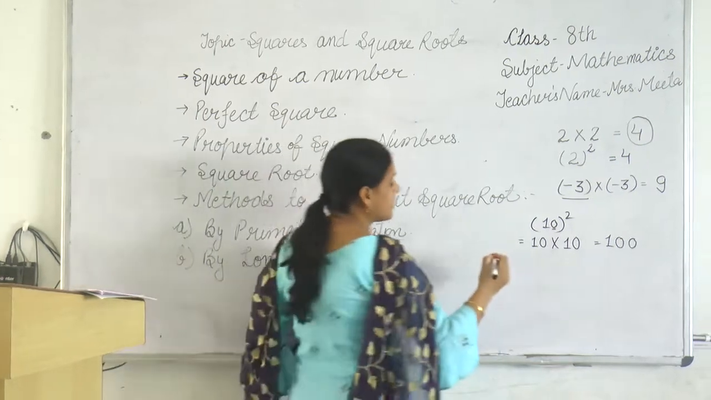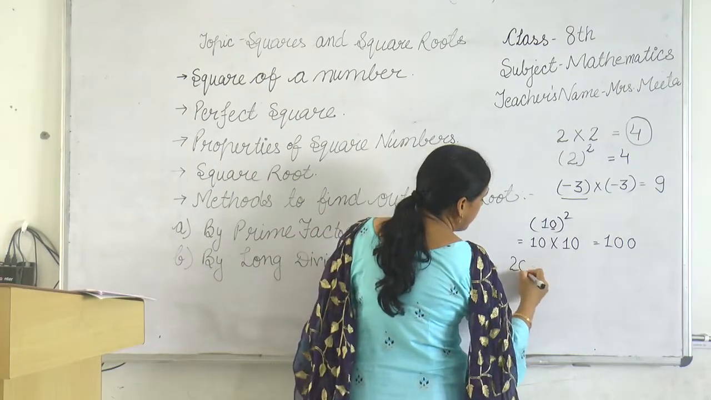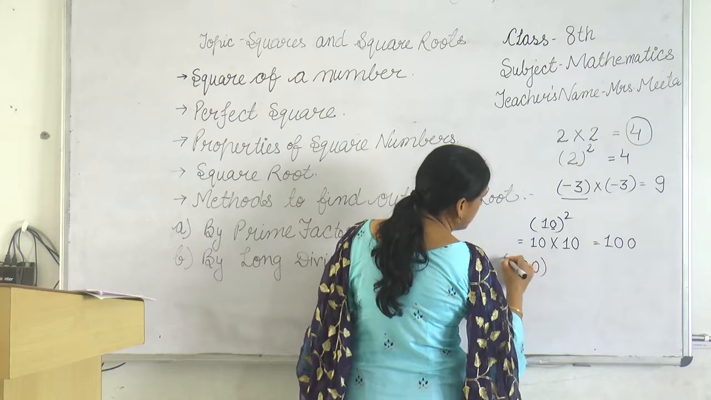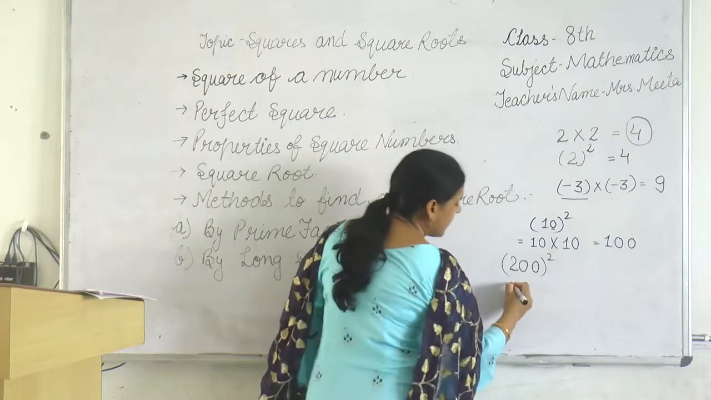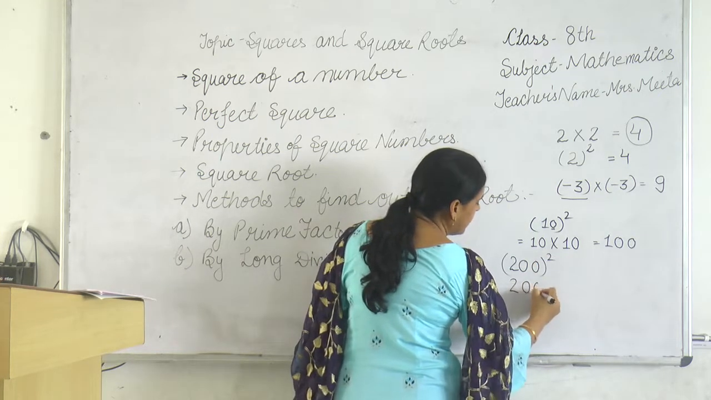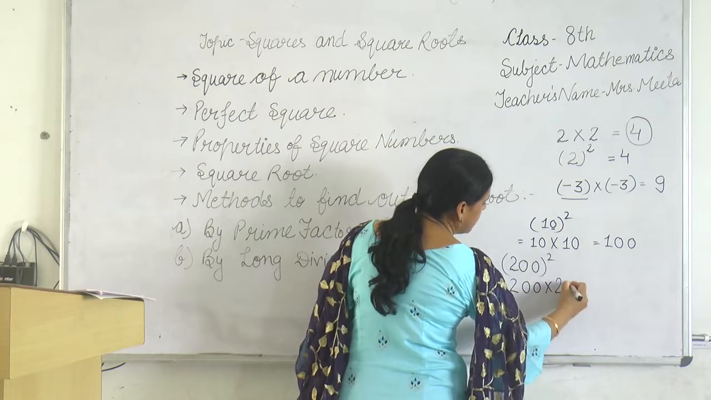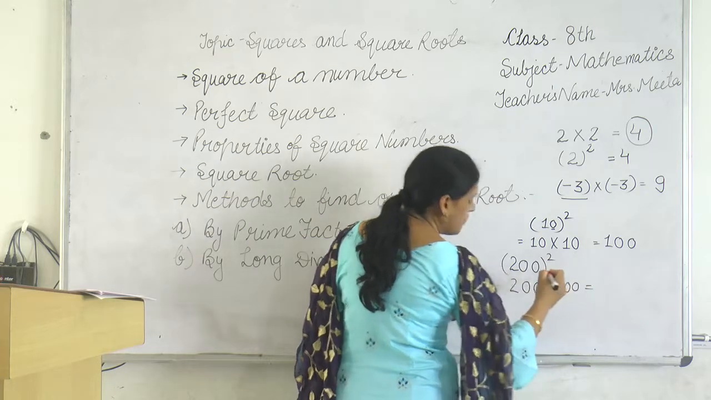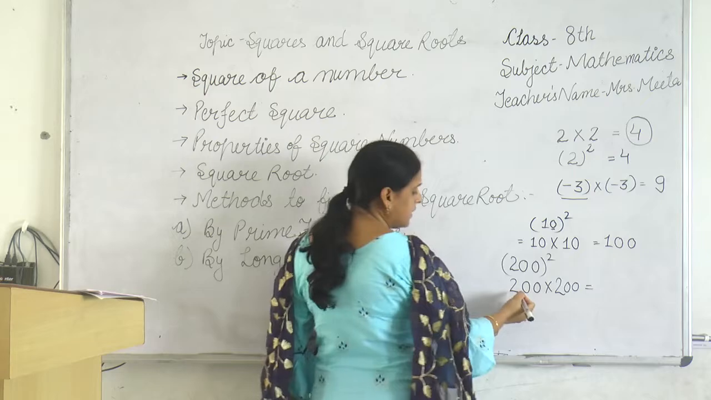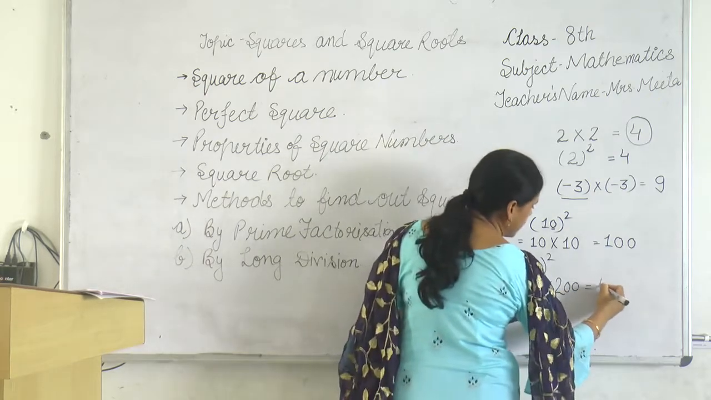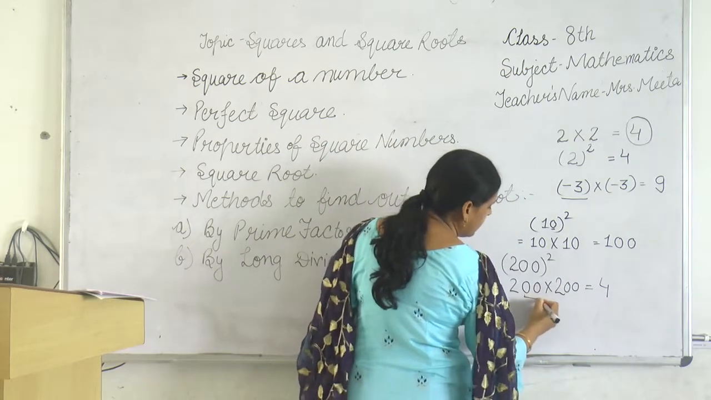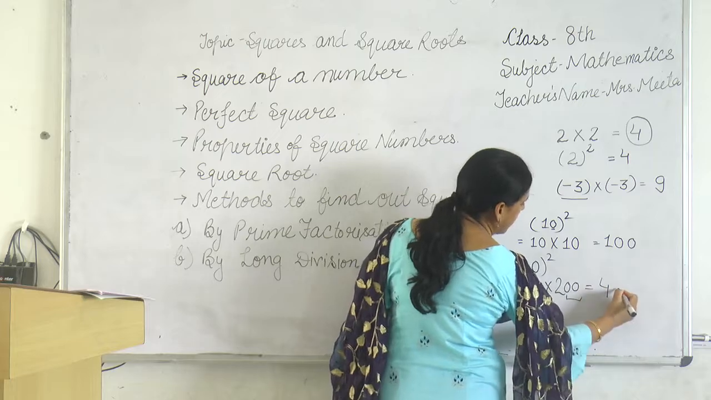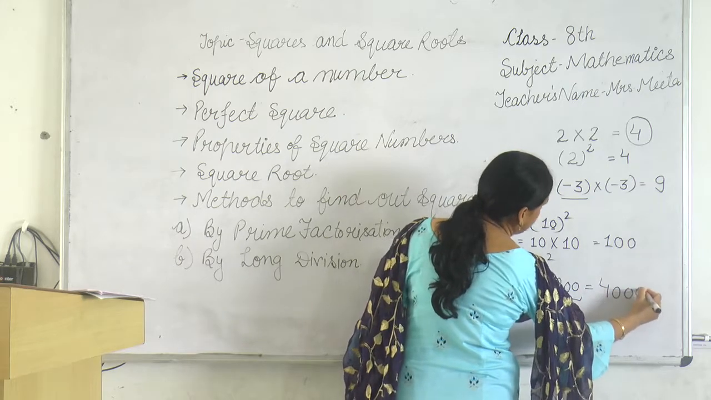I am giving you one more example. If we find the square of 200, we write 200 multiplied by 200. Now we multiply this orally. 2 multiplied by 2 is 4. 2 zeros here, 2 zeros here. When we multiply, we get 4 zeros.